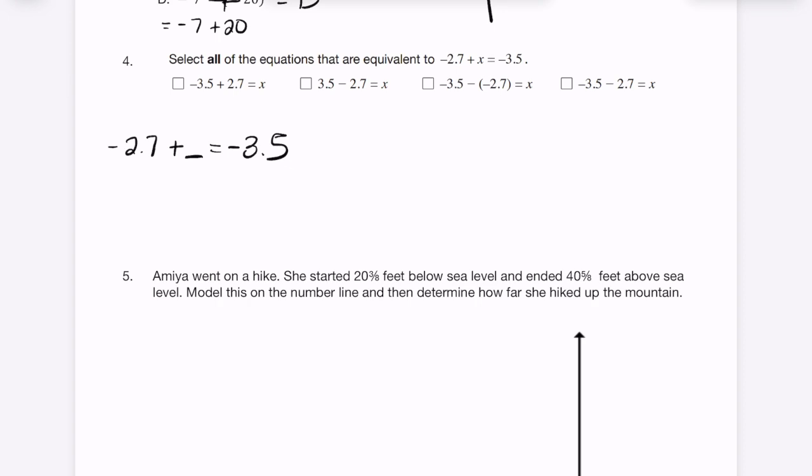So you could try to do it in your head. You would need a negative number because you're at negative 2.7 and you end up at negative 3.5. So what do you add to get from negative 2.7 to negative 3.5? You have to add a negative number. And you could subtract them to figure out what that is. So 3.5 minus 2.7 is 0.8. So we have to go down 0.8.